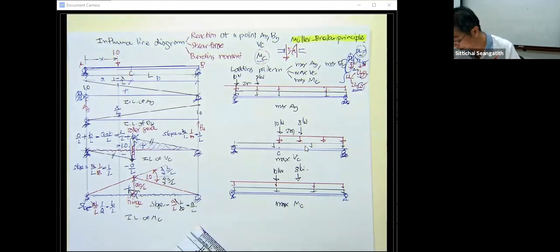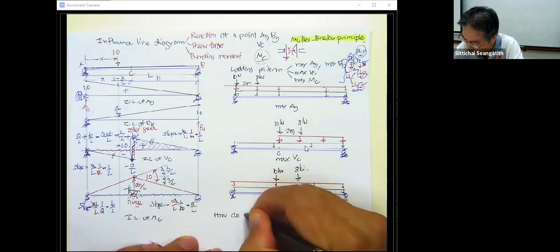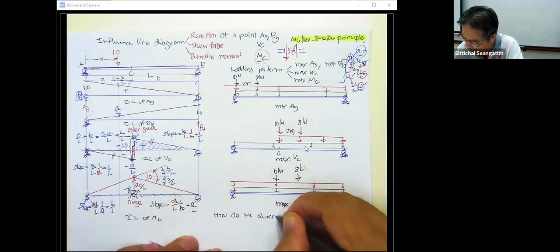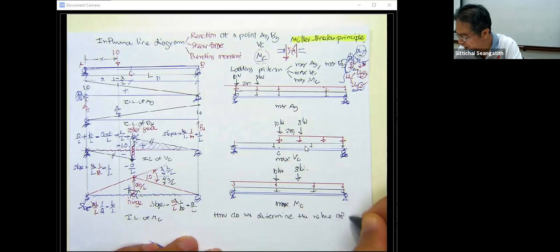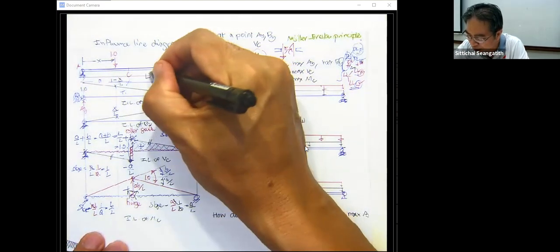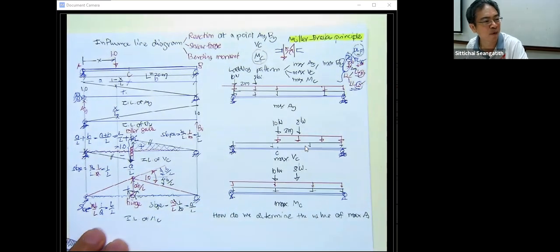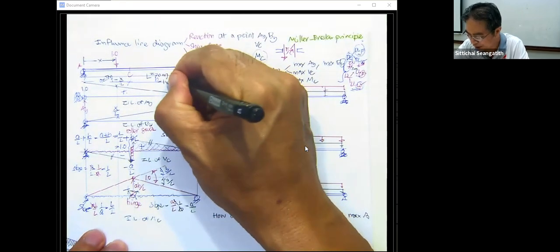They are different. Okay, and we will talk a lot about this later, but I should focus on how we determine the value or magnitude of maximum A sub Y. Okay, let's say I put L to be 20 meter and I put A to be 5 meter, so B is going to be 15 meter.